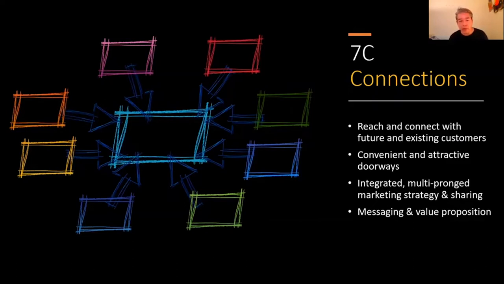But the way I sort of like to look at it is that you have to have many doorways that you can connect with your audience and your customers that they can then walk through. And these doorways should be convenient for them to access and to discover, and should be very attractive that they want to, if you will, walk through the doorway to engage with you. And throughout all of this, whether it's online marketing, out of home, physical in store, whatever it is, there should be very clear and consistent messaging and delivery of your value proposition.